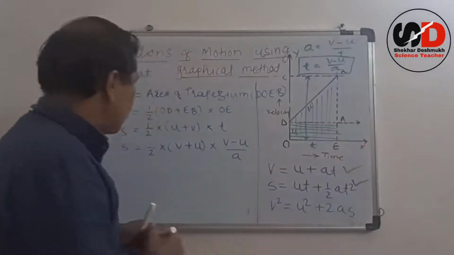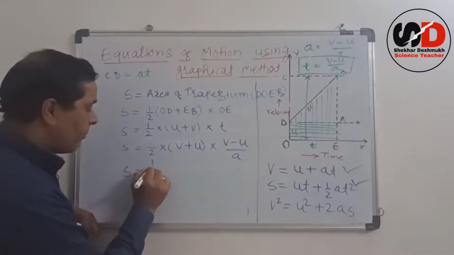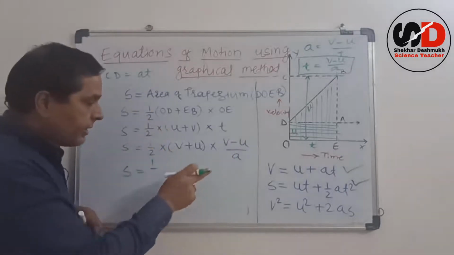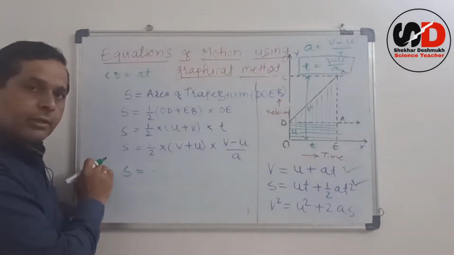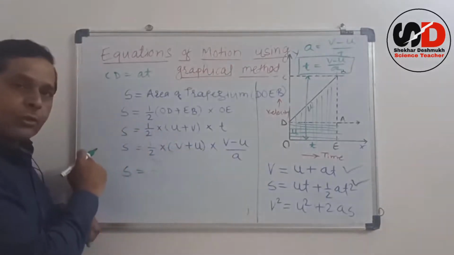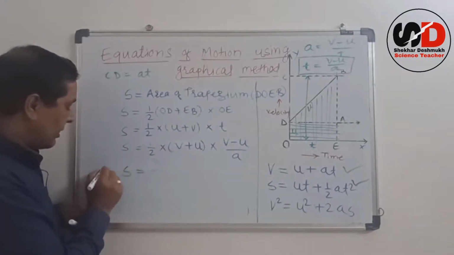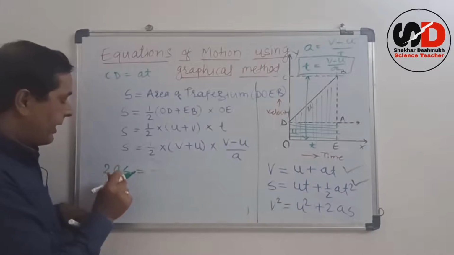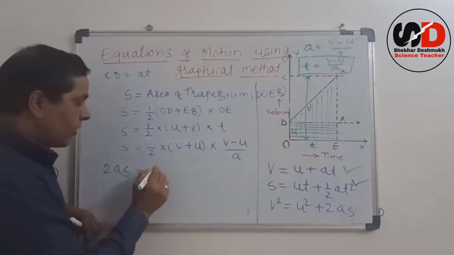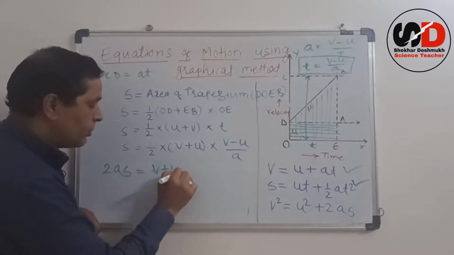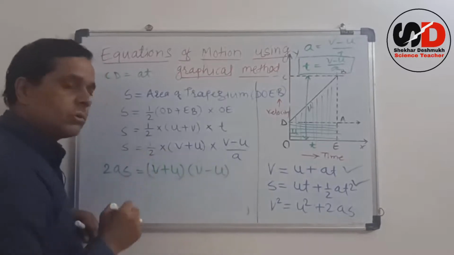So this S is equal to 1/2. We will take this A and this 2 to this side. ज्यावेळेस आपण बरोबरच्या चिन्हाच्या या साइडला घेतो त्यावेळेस काय होईल, हे दोन्ही पण मल्टिप्लिकेशन मध्ये येतील, and therefore it is nothing but 2AS. 2AS is equal to (V plus U) into (V minus U).